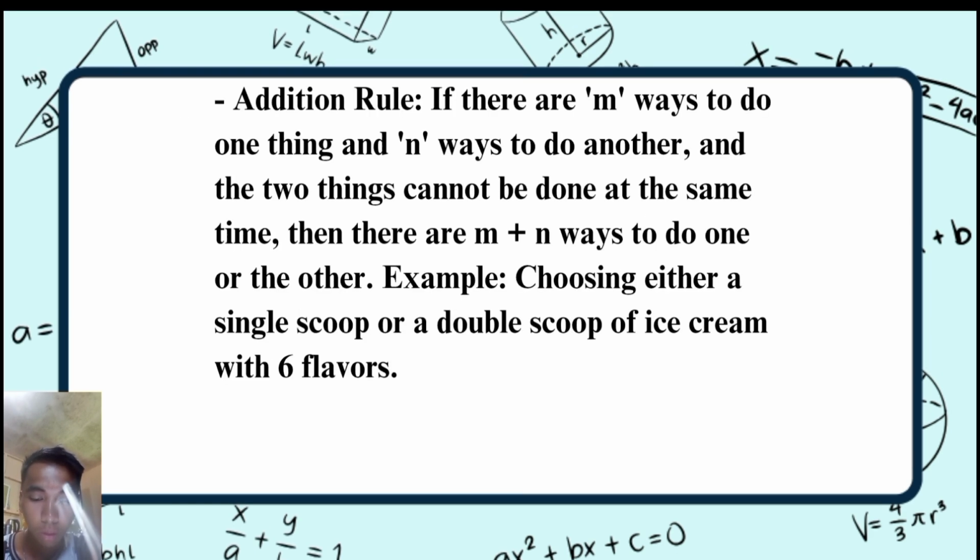Addition rule. If there are m ways to do one thing and n ways to do another, and the two things cannot be done at the same time, then there are m + n ways to do one or the other. Example, choosing either a single scoop or a double scoop of ice cream with 6 flavors.